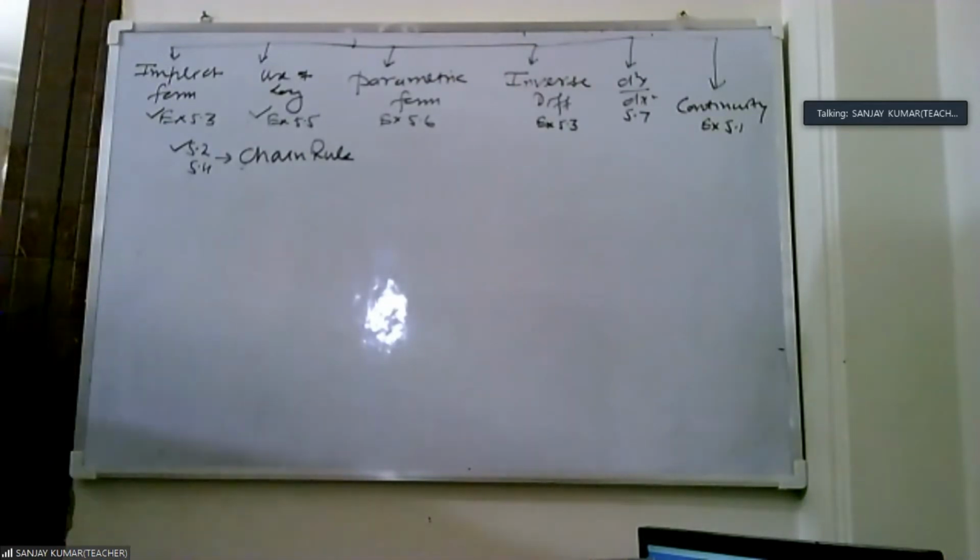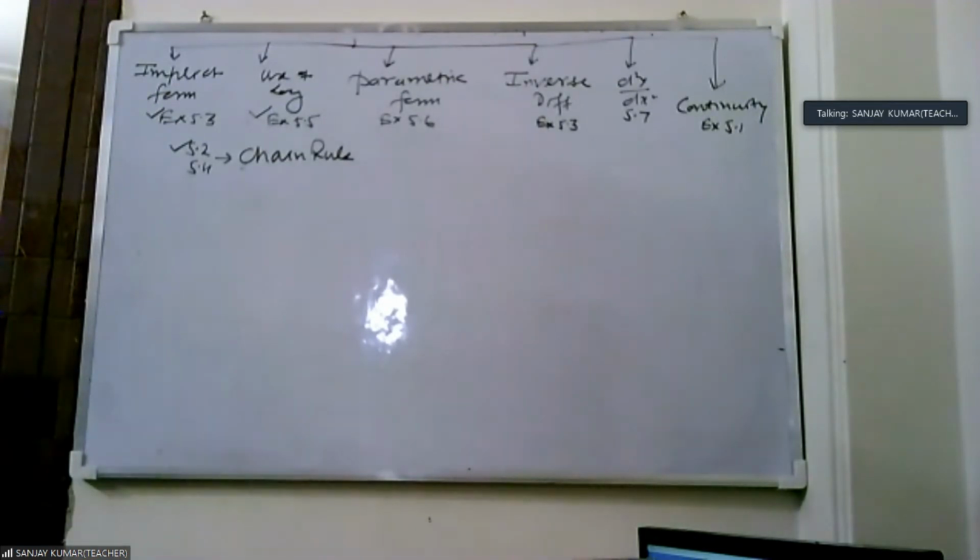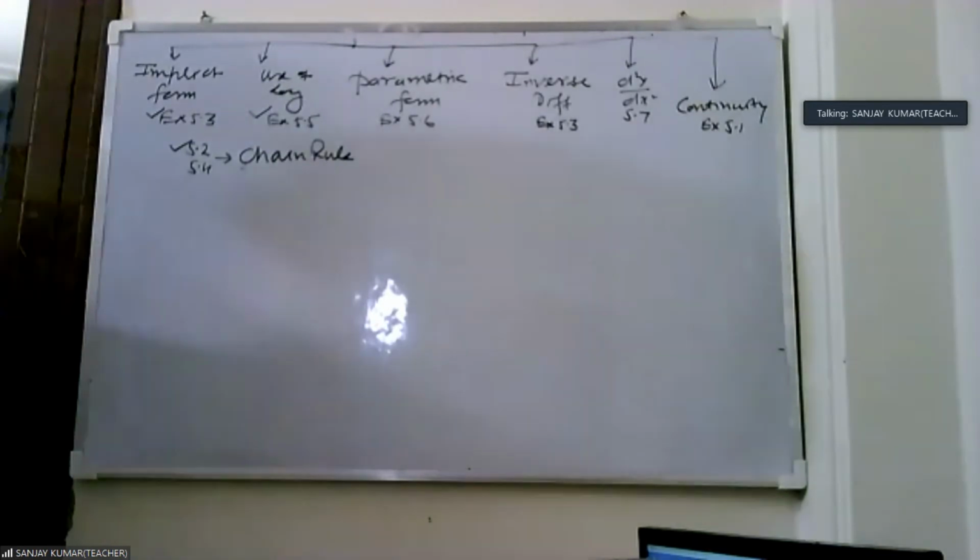Exercise 5.5 is use of log. Exercise 5.3 is implicit form. Now we start 5.6. Today we finish 5.4 and 5.6. 5.4 is chain rule and the 5.6 exercise is parametric form. So start with the parametric form.